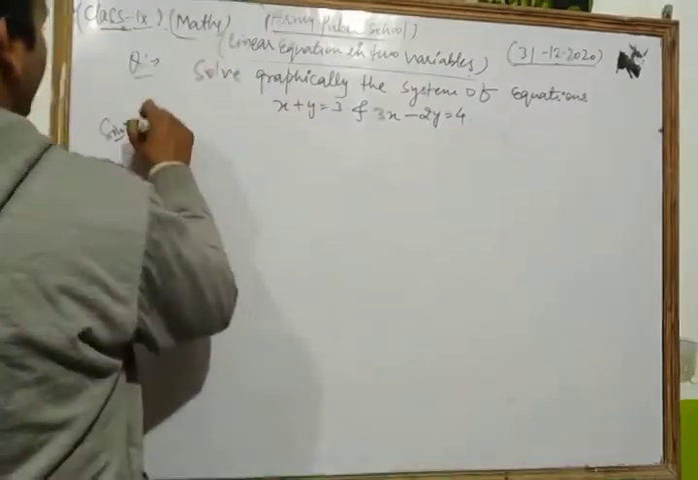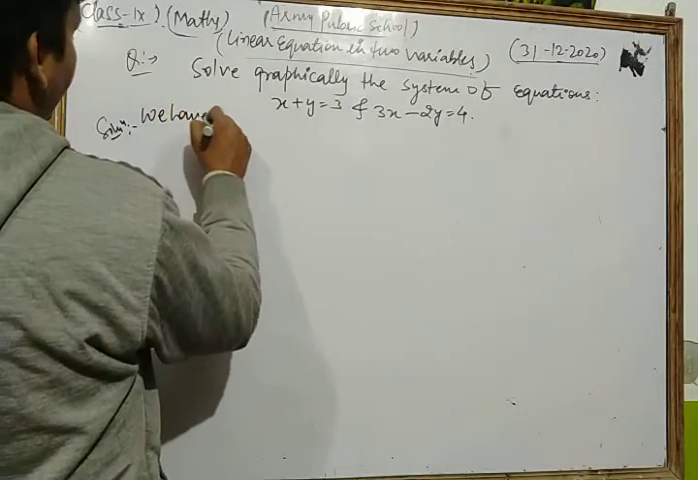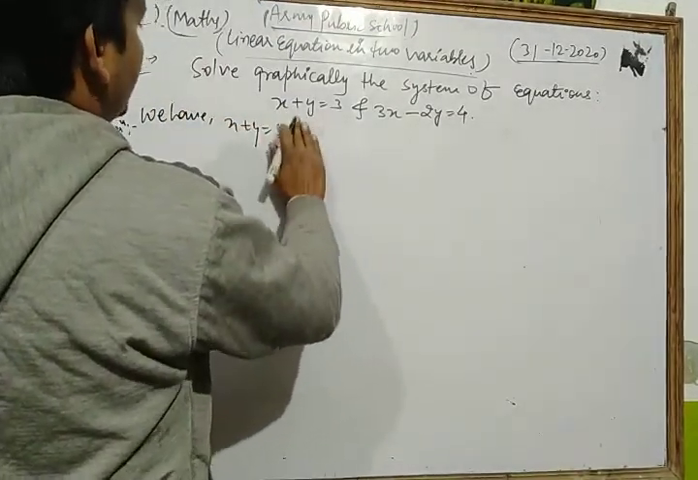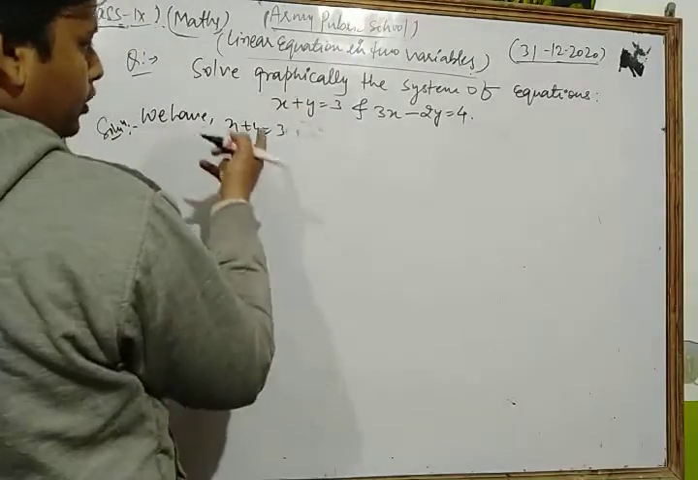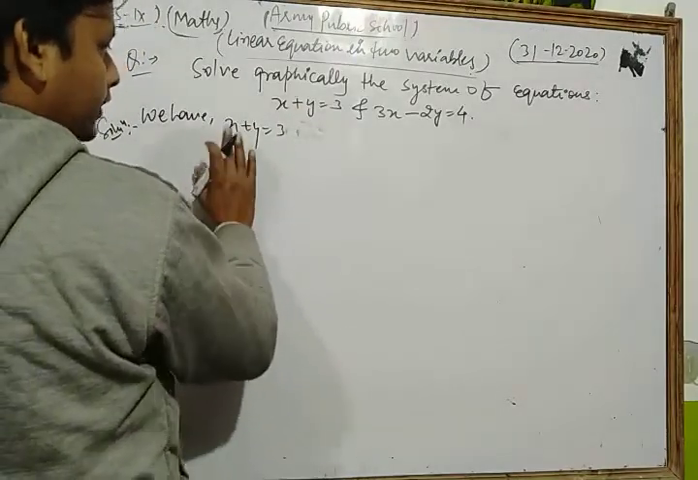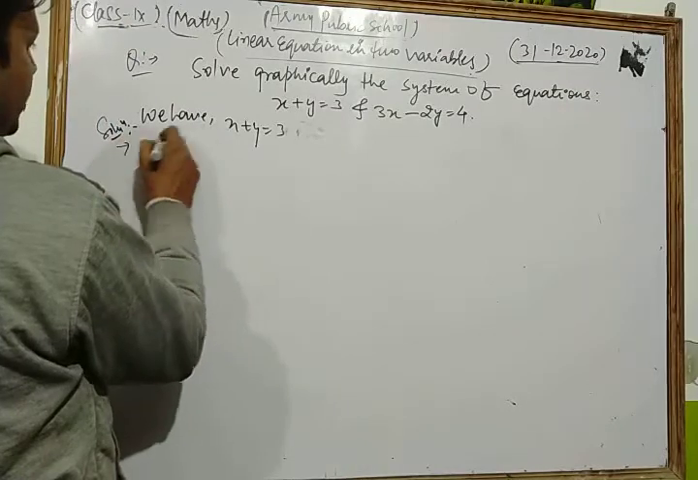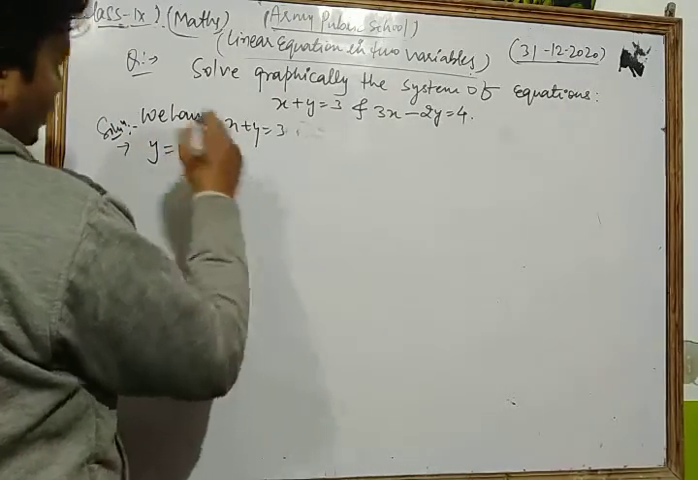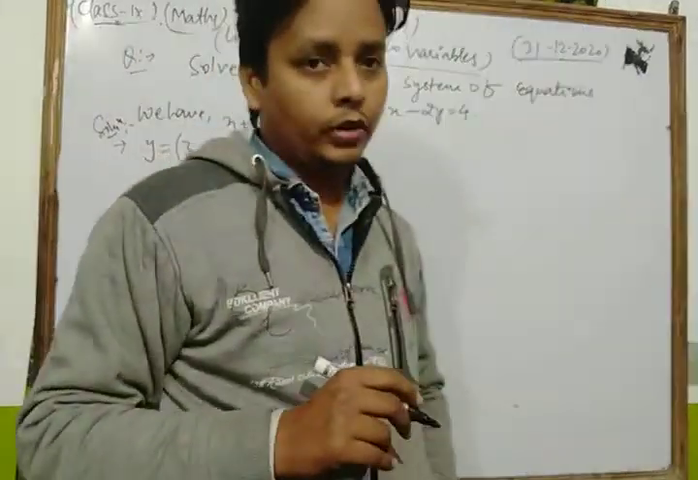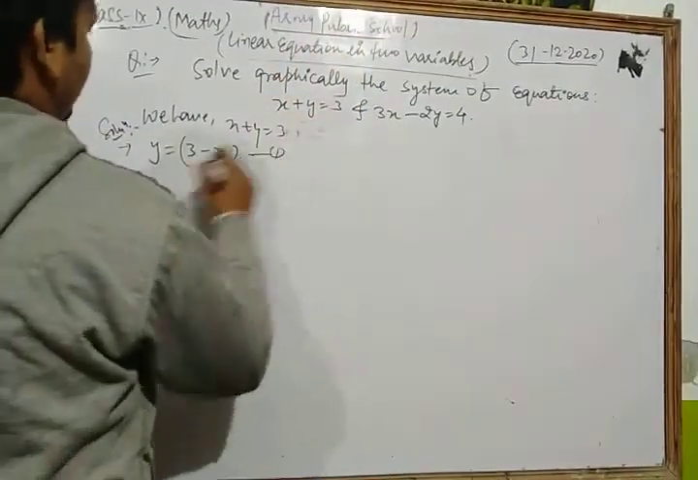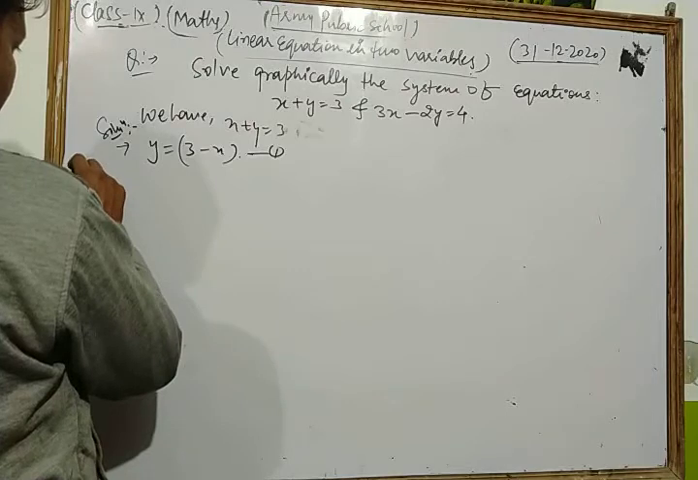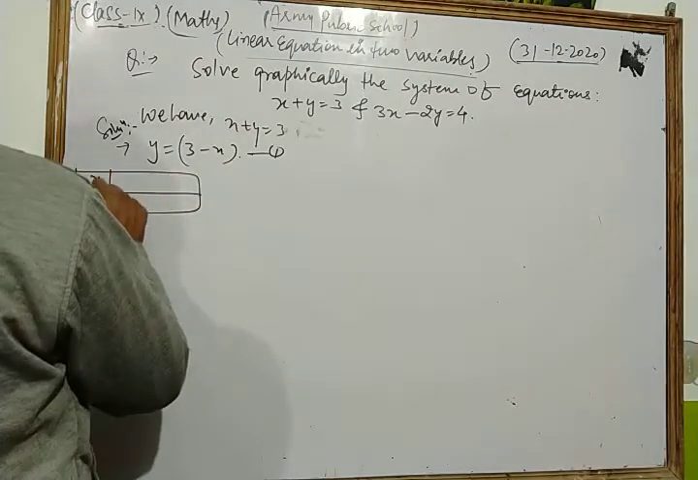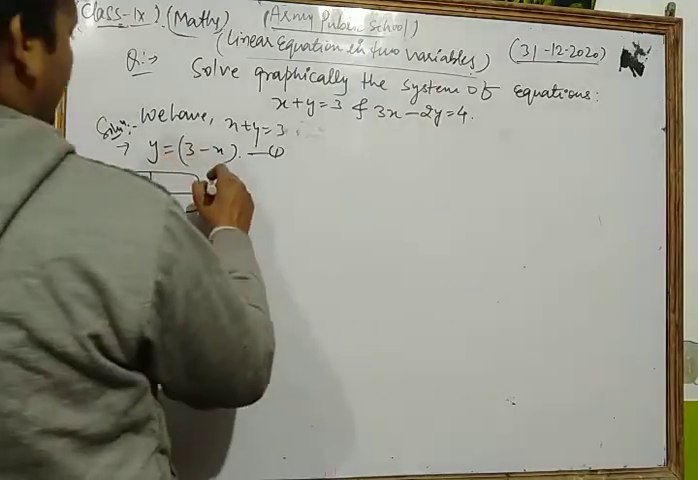First of all, we have the equation x plus y is equal to 3. This is equation 1. Now from there, we draw the graph of this line. So for that, first of all, we express y in terms of x. So y is equal to 3 minus x. Now we take equation number 1. In this way, this is x, this is y.